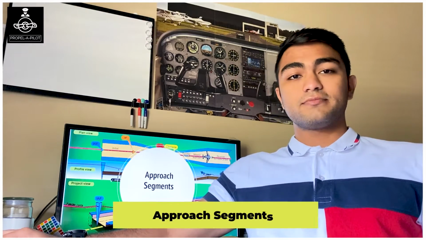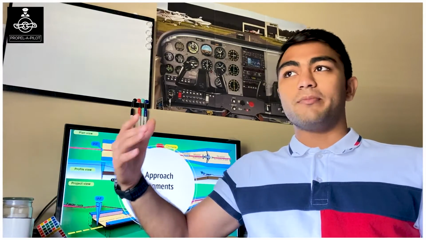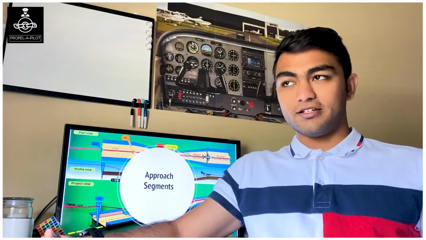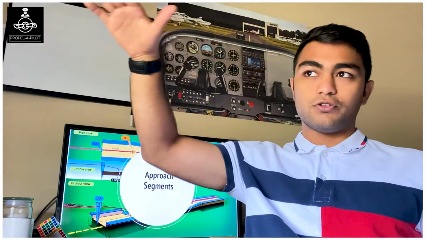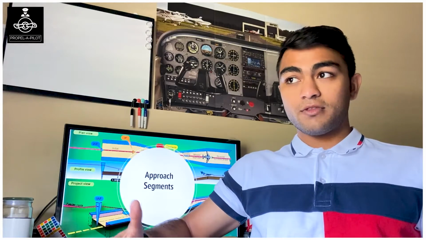Approach segment. We'll talk about the different instrument approach segments, parts of an instrument approach. Now let's start with imagining an IFR flight. You are en route to your destination. At your en route altitude, there has to be a way for you to come from that en route altitude to the instrument approach. There has to be some connection between them, right?